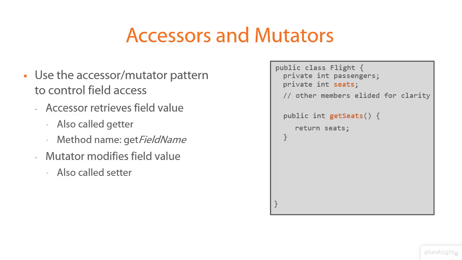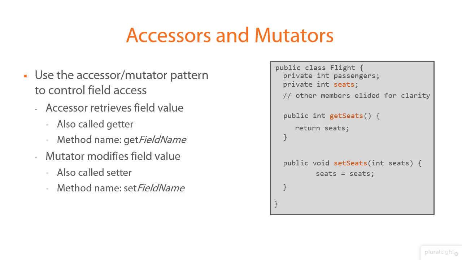To allow the value of seats to be modified, we use what's called a mutator, also known as a setter. As you might have guessed, the way we name that method is simply set and the field name. So a mutator for our seats field is going to be public void setSeats. Notice that the return type is void because the setter doesn't return anything back, and it has a parameter to receive the incoming value. So now inside of setSeats, what we want to do is set our field seats to have the value of that parameter.